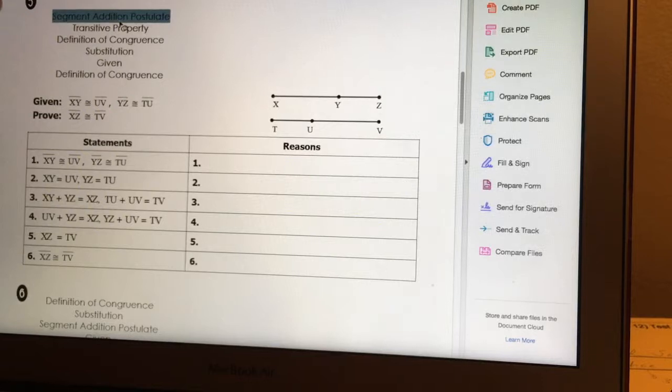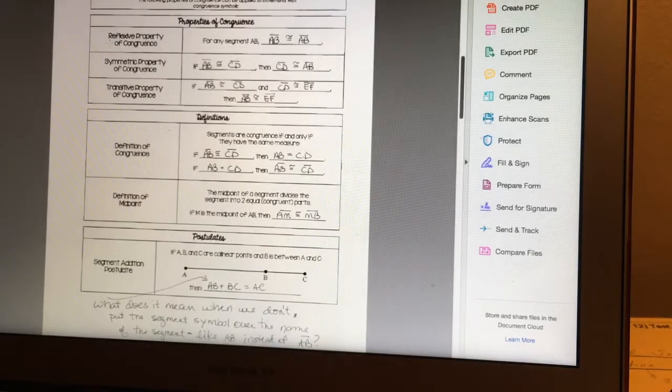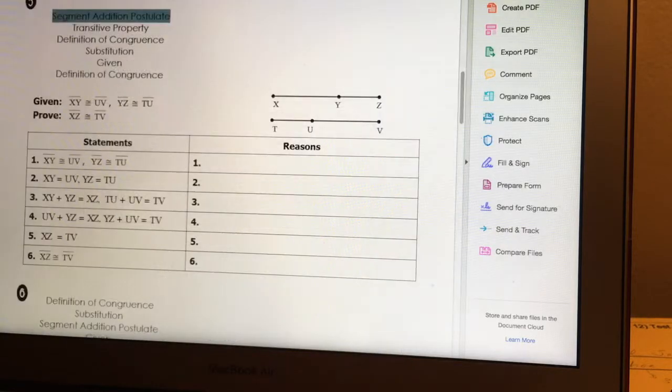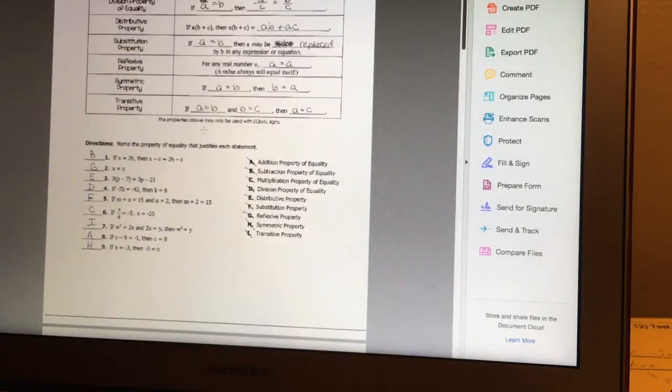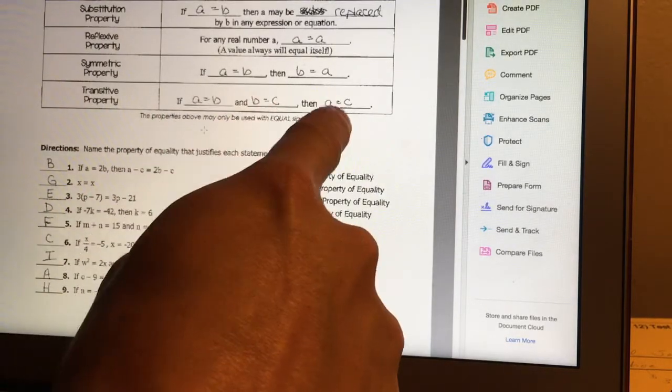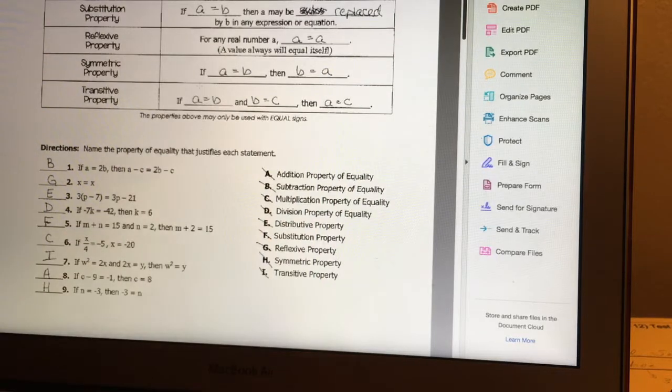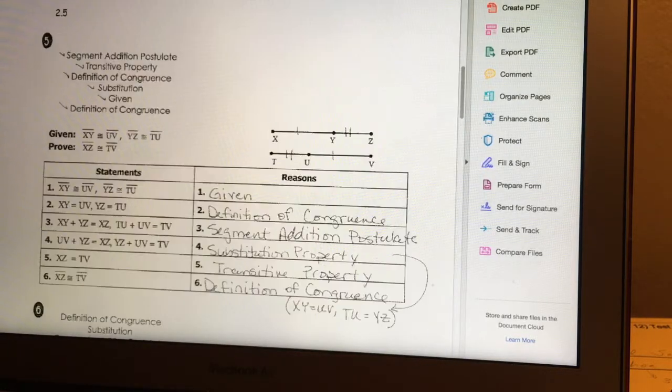So we've got segment addition postulate, which remember allows us to add up portions of a segment and set it equal to the length of the whole segment. So measure of AB plus measure of BC equals measure of AC. Transitive property, that was the one that we used in the previous one as well. Transitive property allows us to say, if A equals B and B equals C, then A equals C. Kind of like double substitution.